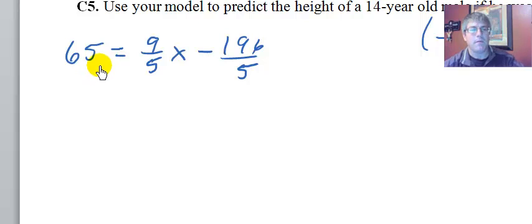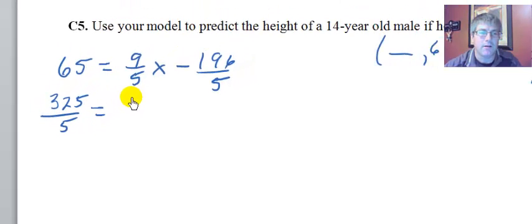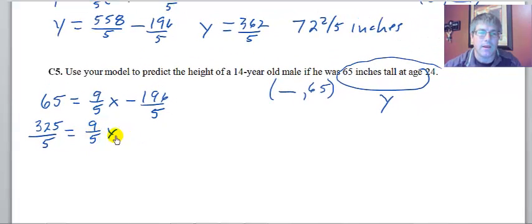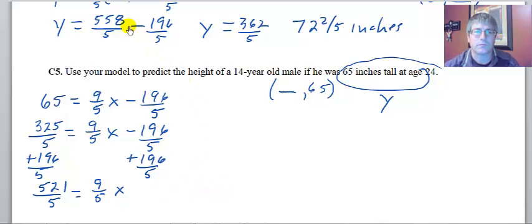I'm going to convert my 65 into fifths. That's 325/5. So I have a common denominator: 325/5 equals 9/5 x minus 196/5. I'm going to add 196/5 to both sides. So I can add those, and I get 521/5 equals 9/5 x. Solving for x, I multiply both sides by 5/9.